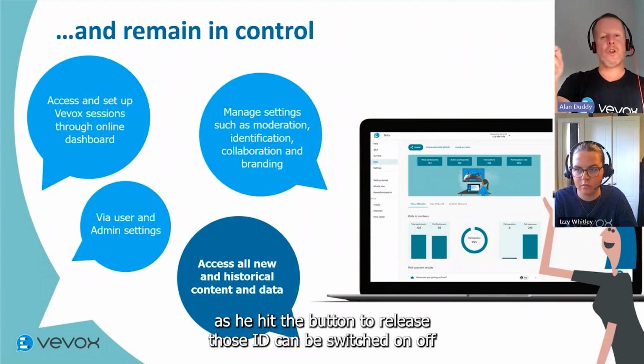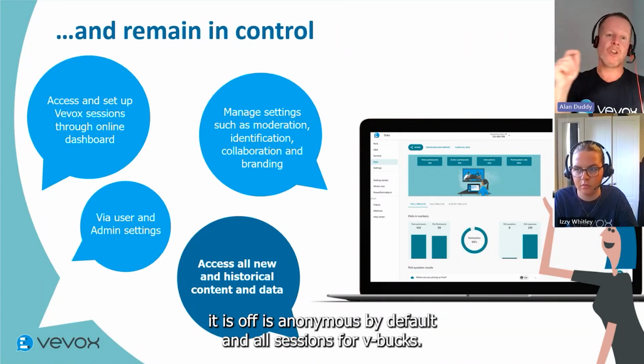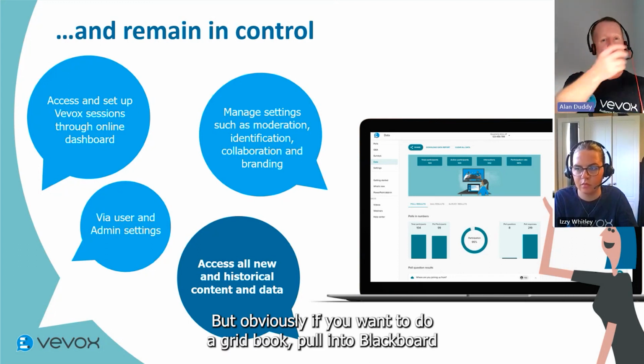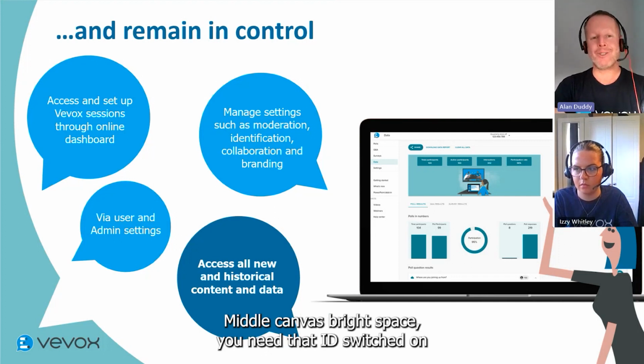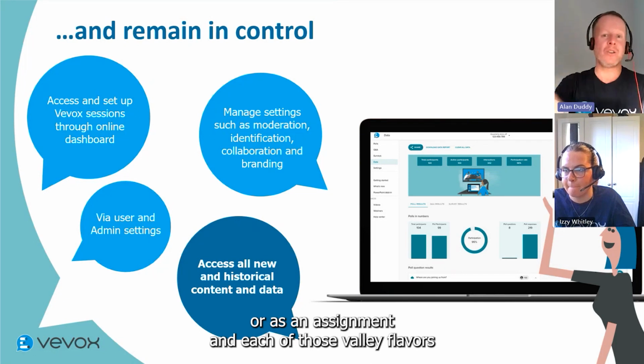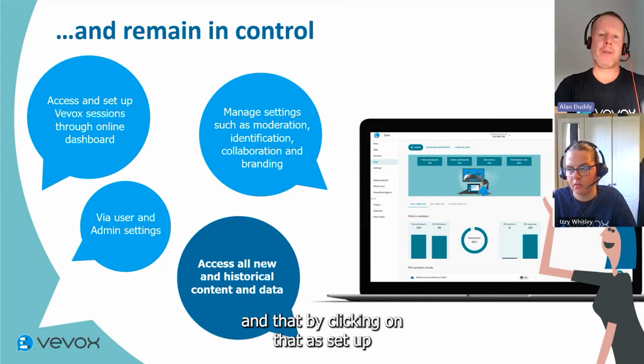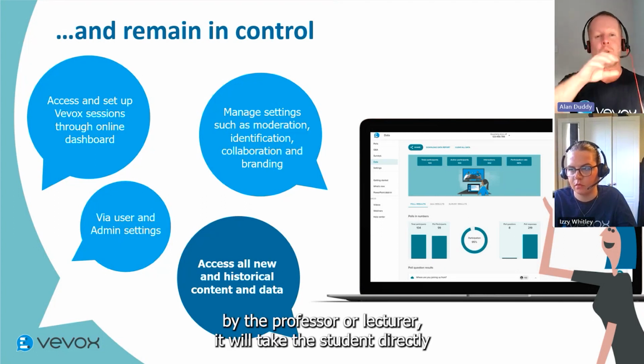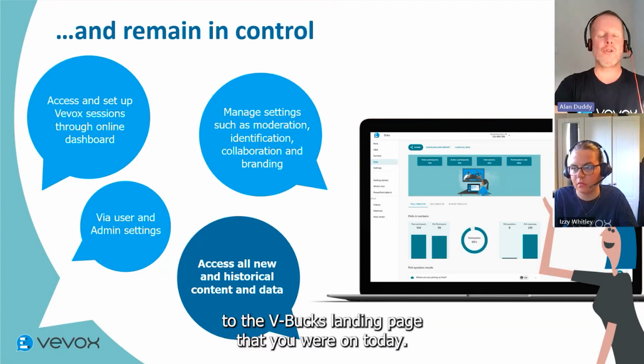Identification can be switched on or off. It is anonymous by default in all sessions for Vivox. But obviously, if you want to do a gradebook pull into Blackboard, Moodle, Canvas, Brightspace, you need that ID switched on. And effectively, Vivox will appear as an item or as an assignment in each of those VLE flavors. And by clicking on that, as set up by the professor or lecturer, it will take the student directly to the Vivox landing page that you were on today.